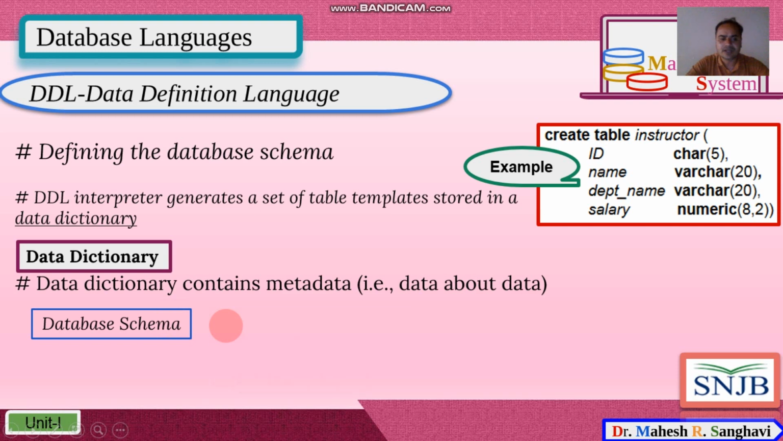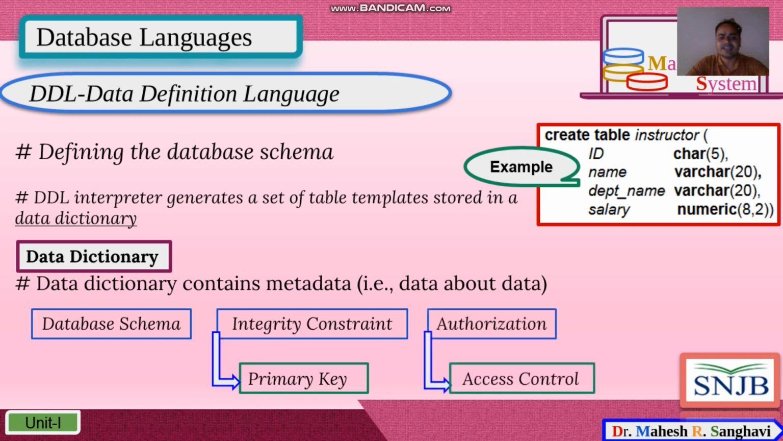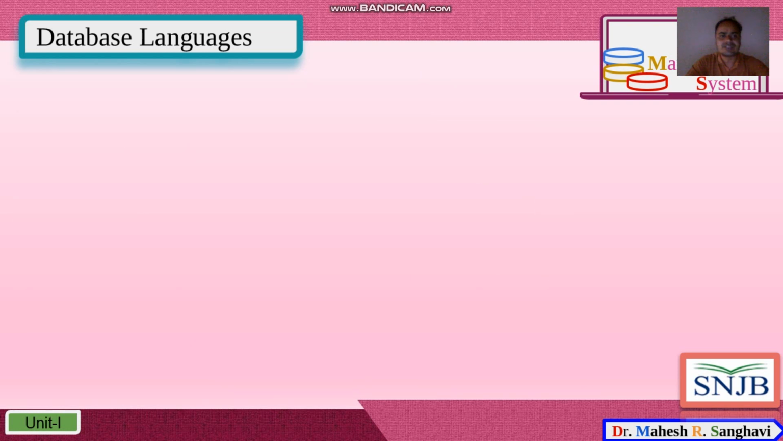Regarding database schema, we have already seen that the database schema is ultimately the overall design of the database. Then integrity constraints have various parts, like we can declare constraints such as primary key, unique key; domain integrity constraints, entity integrity constraints, and referential integrity constraints are there. All those things can be easily defined with the help of this create table command. We can even provide authorization, where we can provide access control to a particular user.